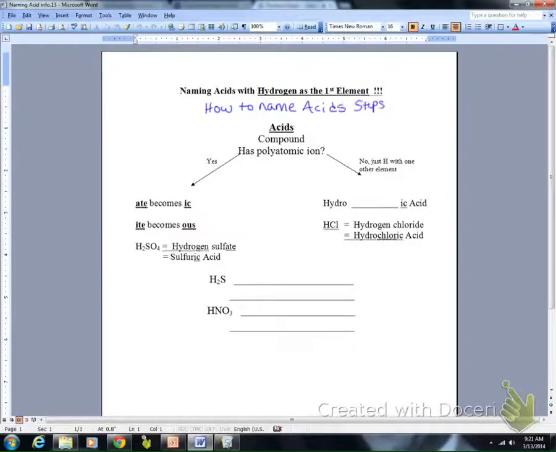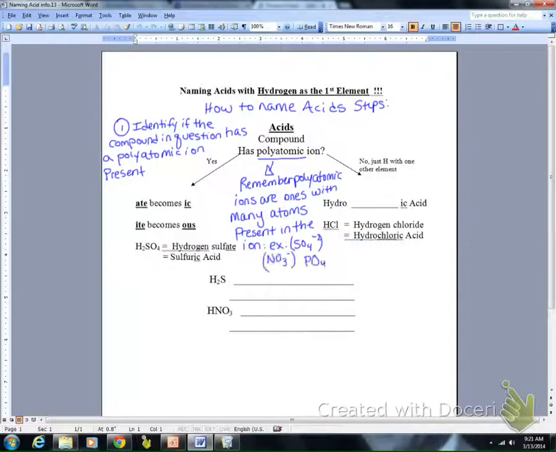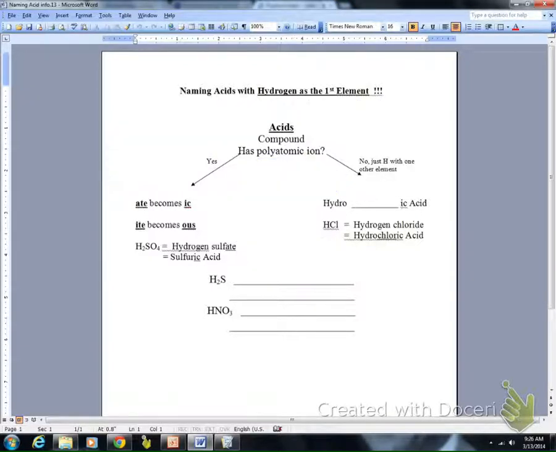Some general rules in naming acids. The first thing that you want to do is identify if the compound in question has a polyatomic ion or not. Remember, our polyatomic ions are ones with many atoms. It's the backside of the happy periodic table, pretty much what you're looking for. If you notice, all of those polyatomic ions have an oxygen present, so we'll call those acids with the polyatomic ion oxyacids.